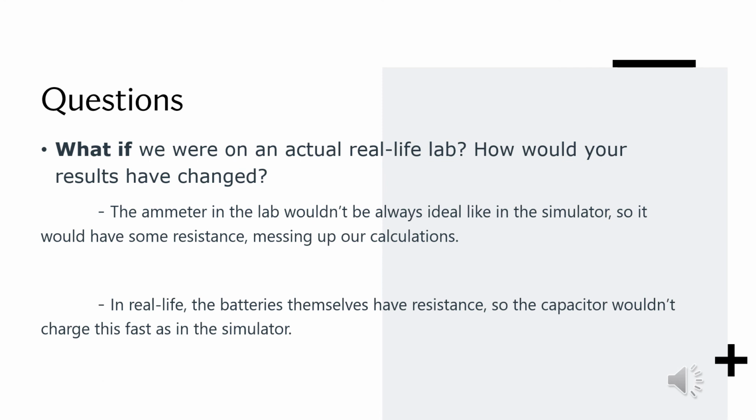Questions: what if we were in a real-life lab? How would our result have changed? First, the ammeter in the lab wouldn't always be ideal like in the simulator, so it would have some resistance, messing up our calculation. And in real life, the batteries themselves have resistance, so the capacitor wouldn't charge as fast as in our lab.